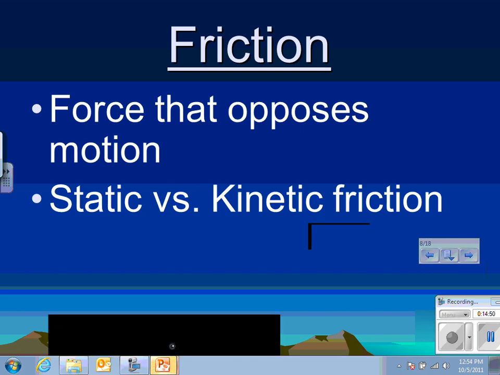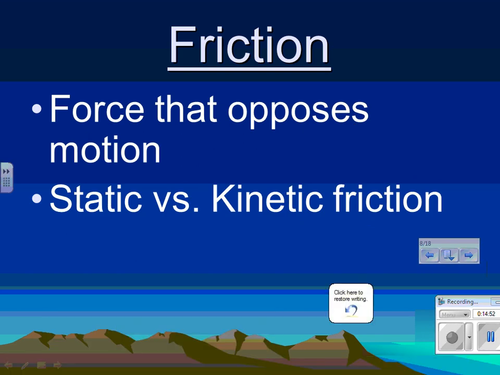So static friction is the friction that exists when two objects are stationary relative to one another. Kinetic friction is the friction that exists when two objects are sliding past one another. And which one, from what we just said and from your experience, which one is stronger? Static, because it's easier to keep something moving when it's sliding, right? Static friction is stronger.